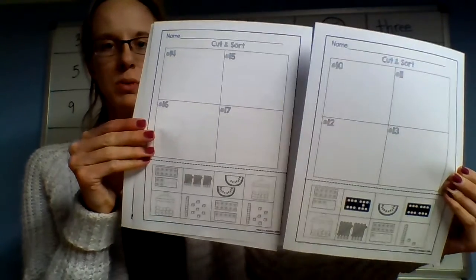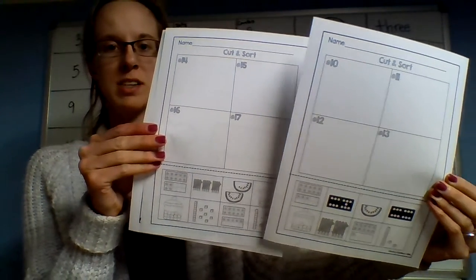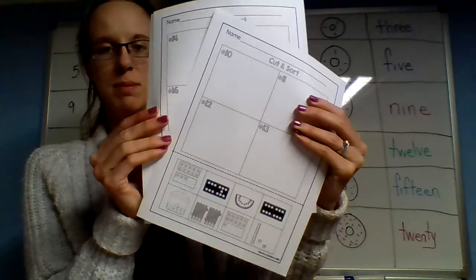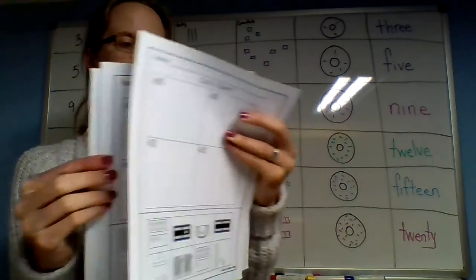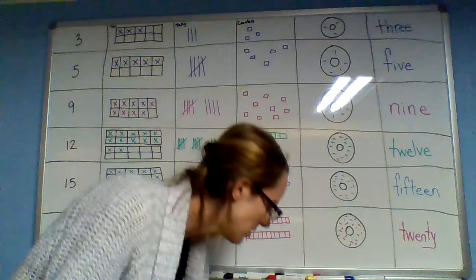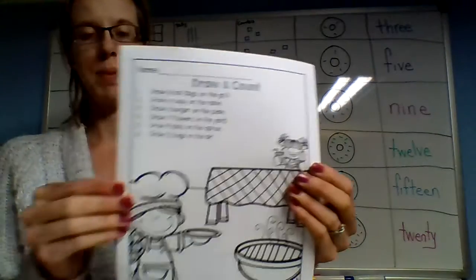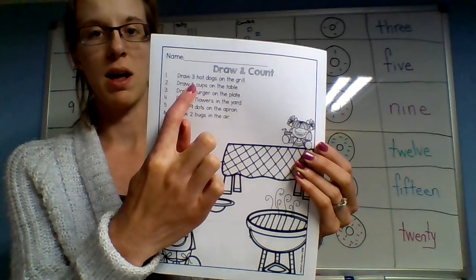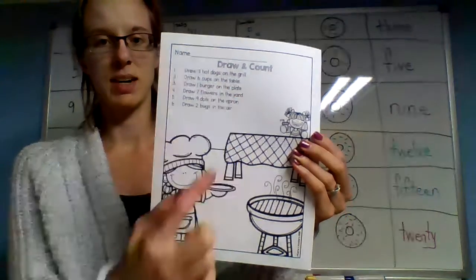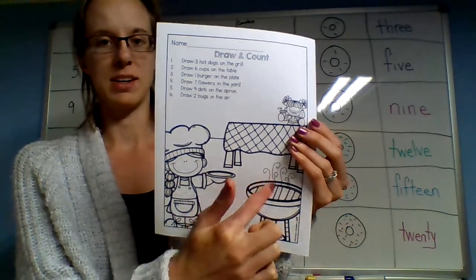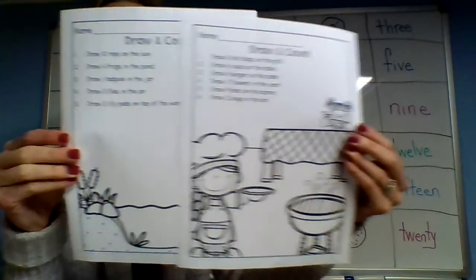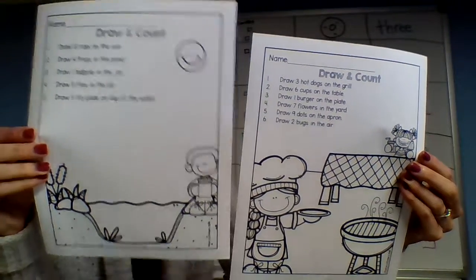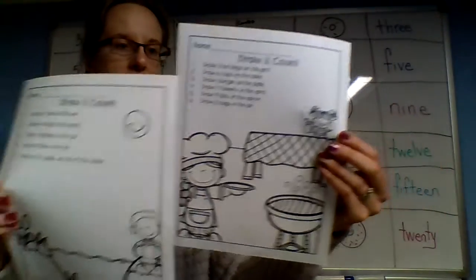There are 2 of those cut and sort pages in your packet. So you're just cutting at the bottom, sorting and gluing up on top. There are also 2 count and draw pages. So up above, it will tell you draw 3 hot dogs on the grill, and you will draw 3 hot dogs on the grill. There are 2 of those pages, one at the pond, and one at the cookout.